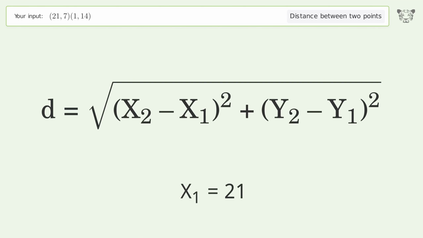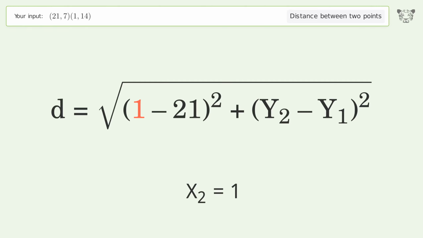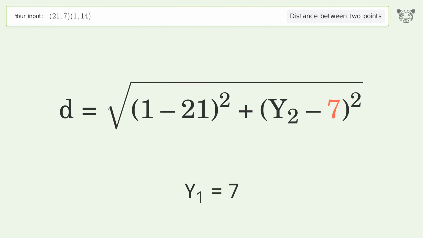x1 equals 21. x2 equals 1. y1 equals 7. y2 equals 14.